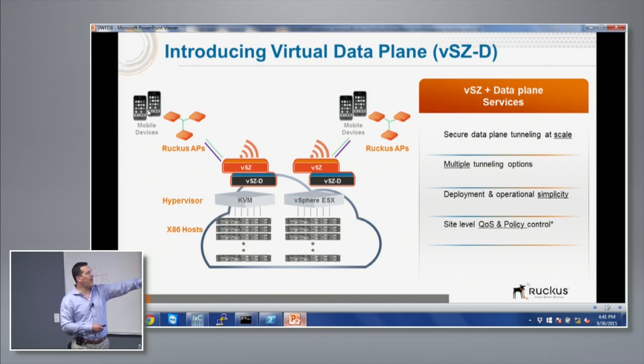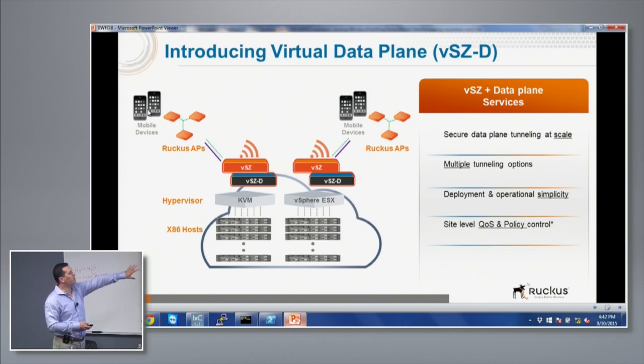Some key aspects of it are tunneling at scale. Based on the number of resources you add to the appliance, that determines the overall amount of throughput. So you can deploy to a very small environment and limit the resources for the amount of throughput. Or as you see fit, as you start to scale up with more APs and more clients, you can increase the number of nodes, or you can increase the number of CPUs. There are different tunneling options depending on the overall architecture, which makes it flexible from that perspective as well. And also site-level QoS and policy controls.